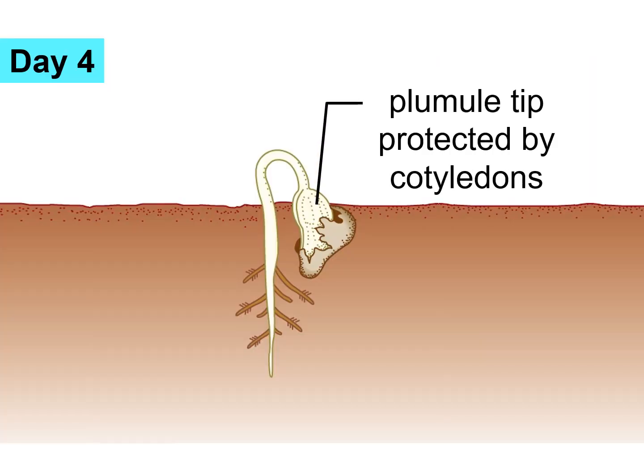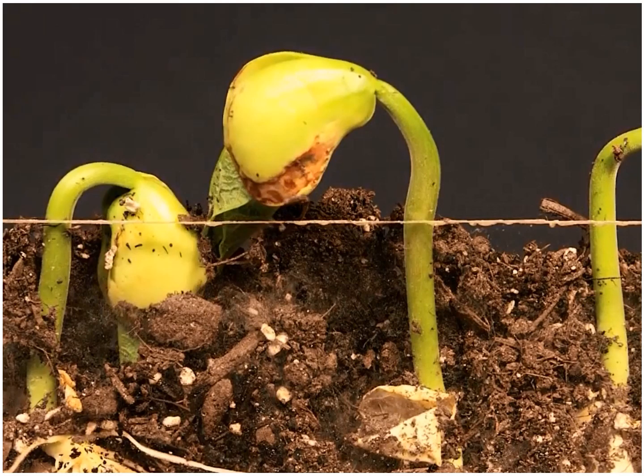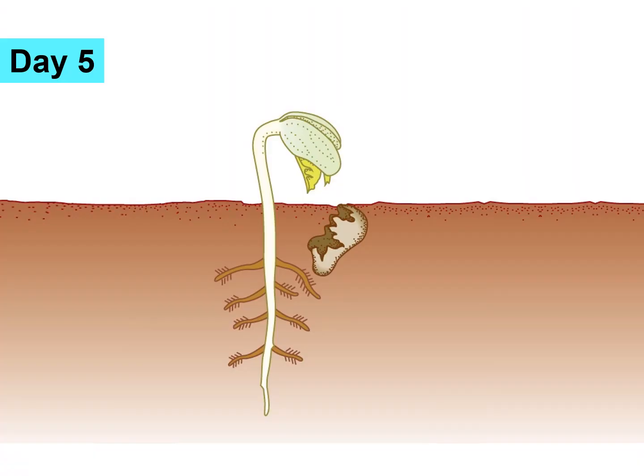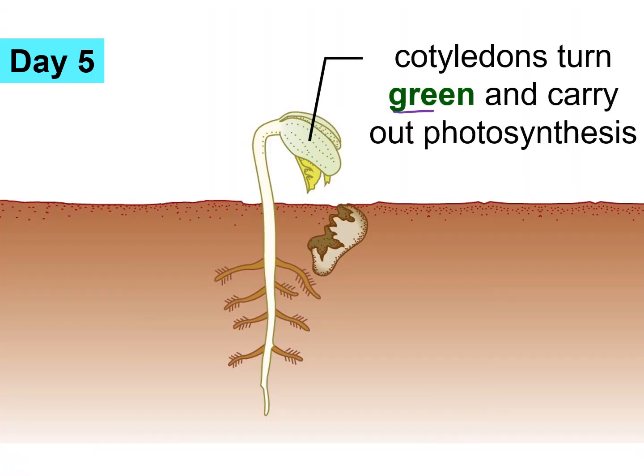After some days, the plant will grow upward and the cotyledon will move upward as well. And now the cotyledon is protecting the plumule tip. As you can see from this picture, the cotyledon will move upwards away from the soil, but at the same time protecting the plumule inside. The cotyledon will then turn green and carry out photosynthesis first to make food.